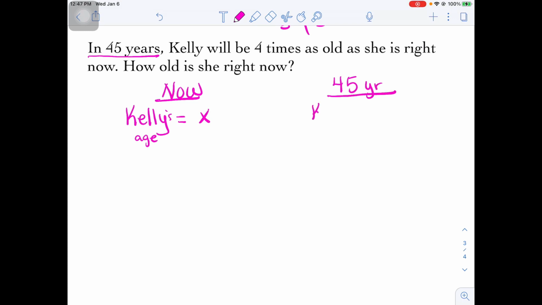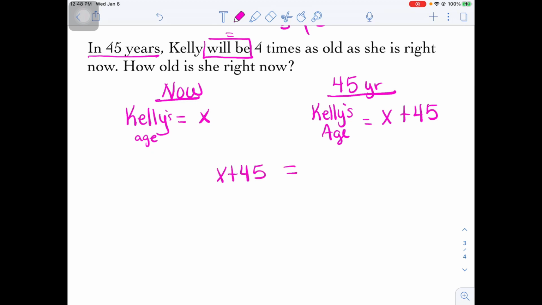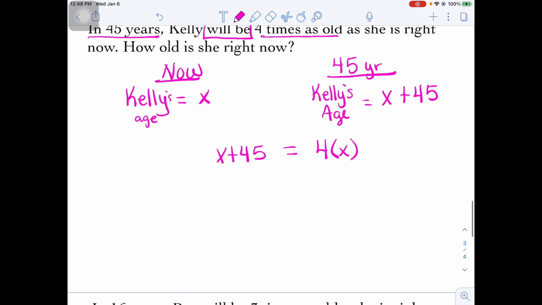But in 45 years, we've got to have an expression for Kelly. Well, Kelly's age in 45 years is going to be whatever she is now, which is X, plus 45. So now we have 2 expressions, now and 45 years from now. So it says Kelly will be, so think about will be as an equals. So Kelly will be, well, in 45 years, Kelly's going to be X plus 45, 4 times as old as she is right now. Well, right now she's just X, and we're saying 4 times as old as that. So 4 times X. There's your equation.